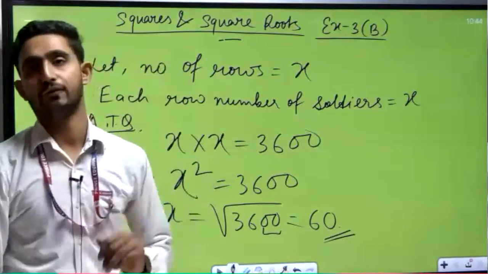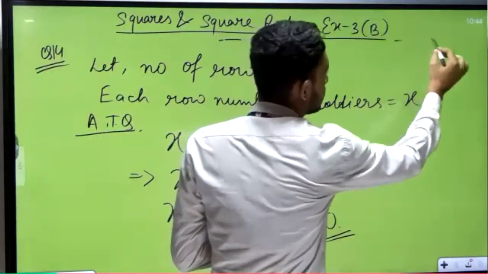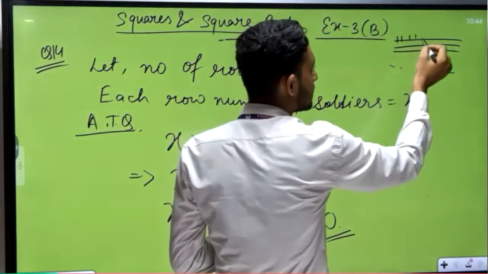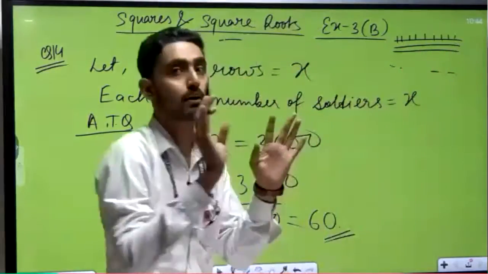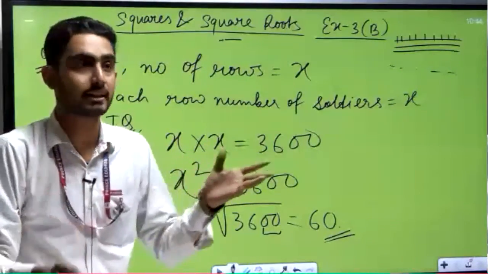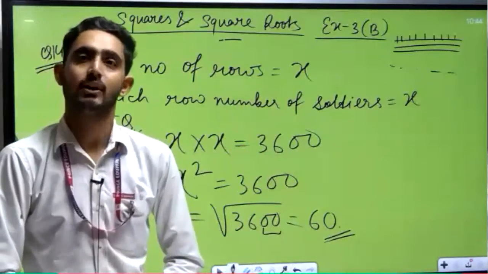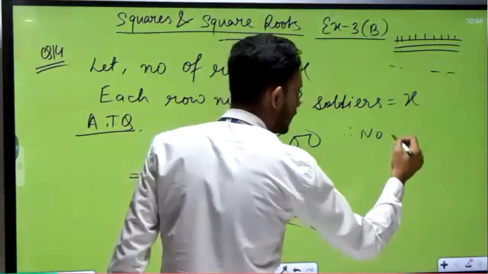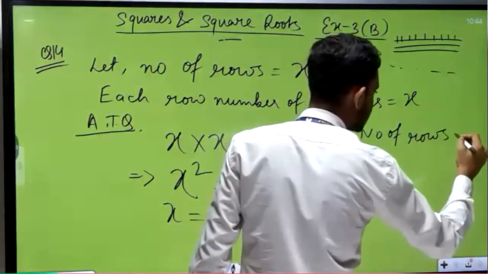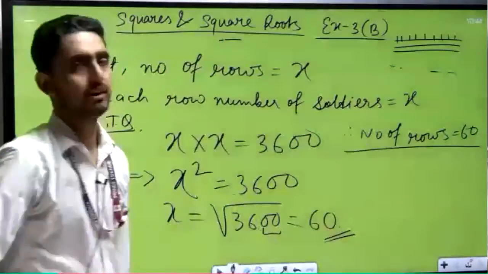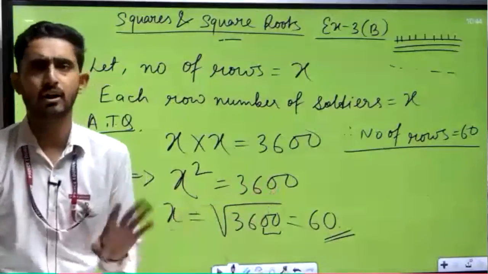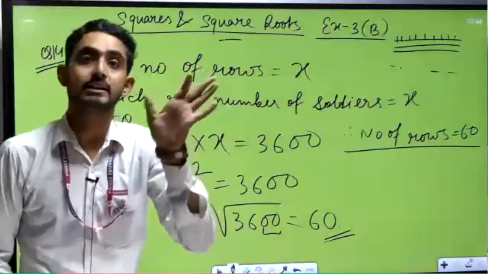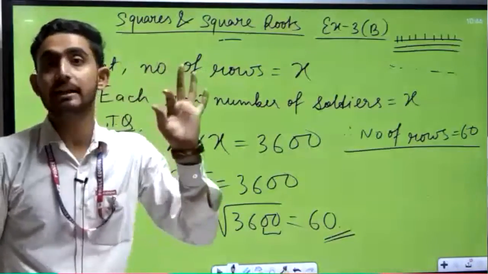So think, all of you: suppose here 60 rows are there, and in each row 60 soldiers stand, then total number of soldiers how many? 60 multiply 60 is equal to 3,600. That is your complete answer. Now here you will write: number of rows is equal to 60. That is your complete answer. Understood all of you? Very simple question, a word problem is very easy, but the language is very important. You have to try to understand the language.